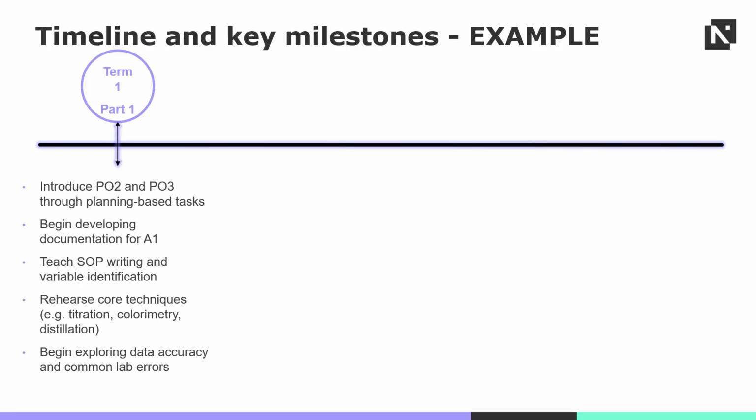In Term 1, Part 1, we begin by introducing the key performance outcomes, such as Performance Outcome 2 and 3, through low-stakes planning-based tasks. This includes introducing the written assessment for A1 and getting learners familiar with developing SOPs, identifying variables, and conducting risk assessment. We also start spiralling in key lab techniques early, such as titration and colorimetry, so that learners gain regular exposure. Alongside this, we introduce basic data accuracy and error analysis tasks to lay the foundation for later assessments.